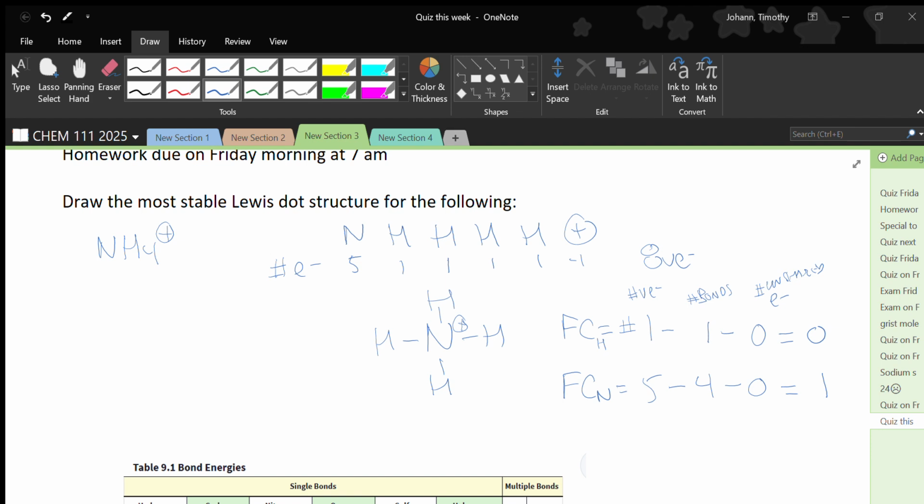The formal charge tells me what the charge is, so this is a plus 1, and I put a plus 1 there. If we had a compound that had multiple charges, you would draw the charges on the atoms where they are, and they'd add up to whatever the total charge is. All right, let's do another one.